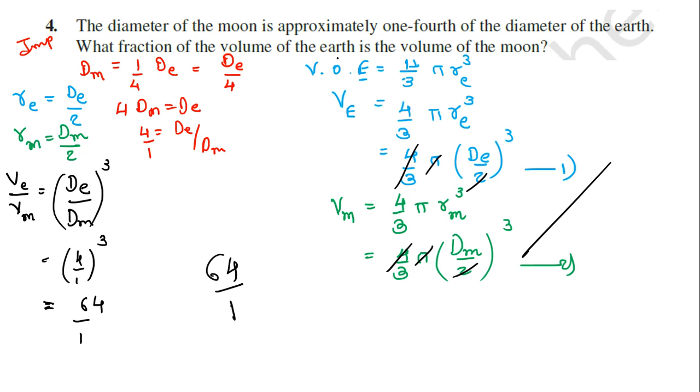Why? Because volume of earth to the volume of the moon. So in numerator earth will come, and earth is obviously bigger, and moon is smaller. So that bigger ratio will come upside. If you are confused how to know what will come in numerator and what will come in denominator, then basic common sense you have to apply, because which one is bigger? Earth is bigger, so obviously in numerator the bigger number will come. 64 is to 1. That is the answer.